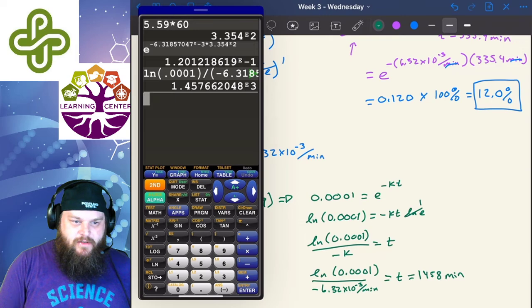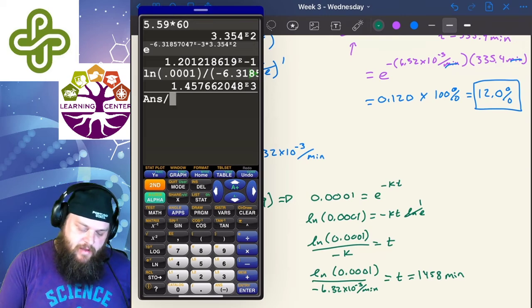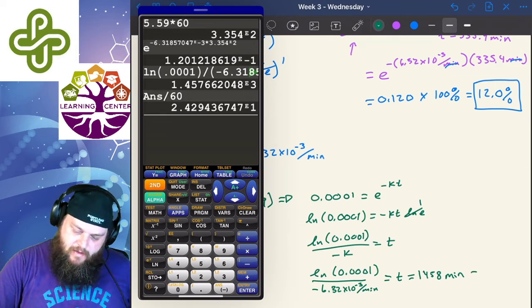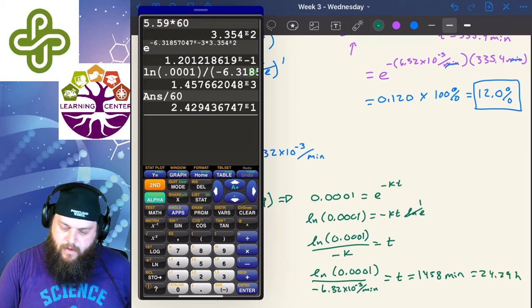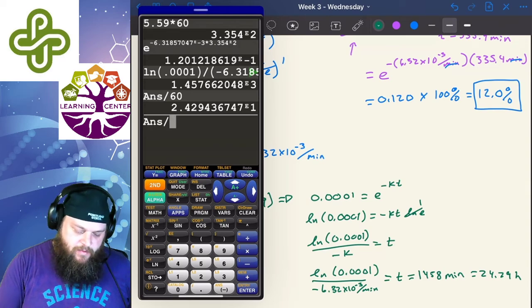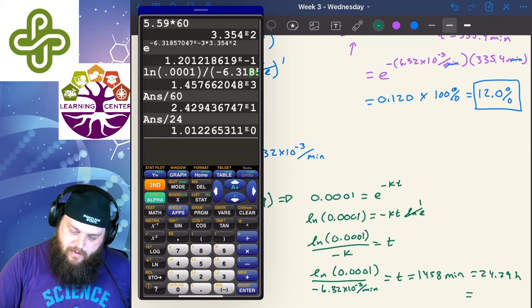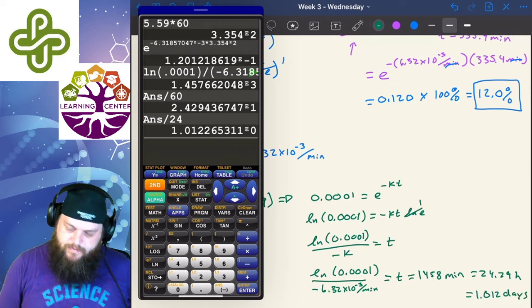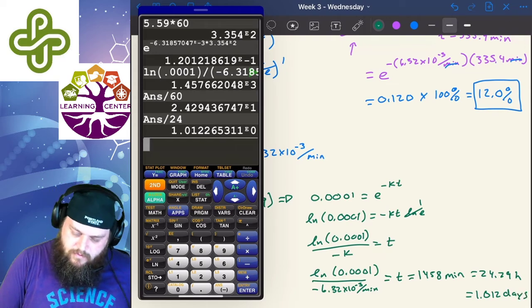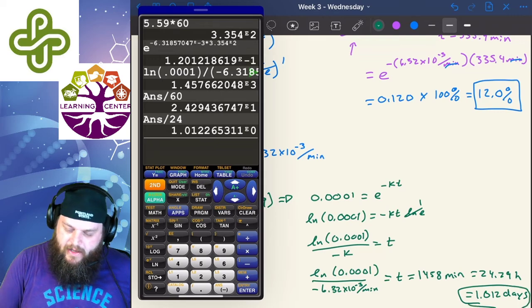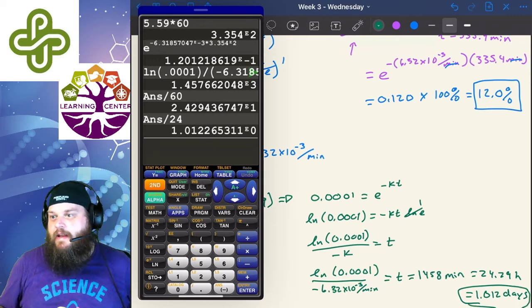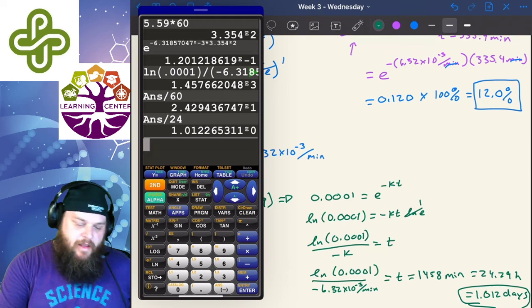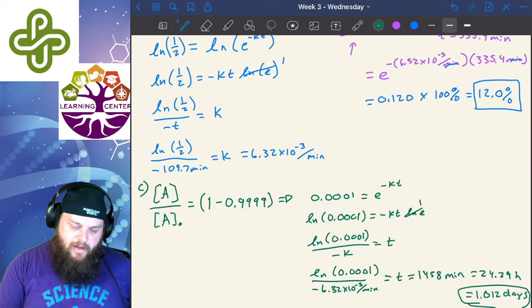That's a lot of minutes. So how many is that in hours? There's 60 minutes to the hour. Divide by 60. This is equal to 24.29 hours. Well, that's pretty close to a day. We still want 4 sig figs. So this would equal 1.012 days. So that's how long it would take for 99.99% of the fluorine-18 to get out of your system.